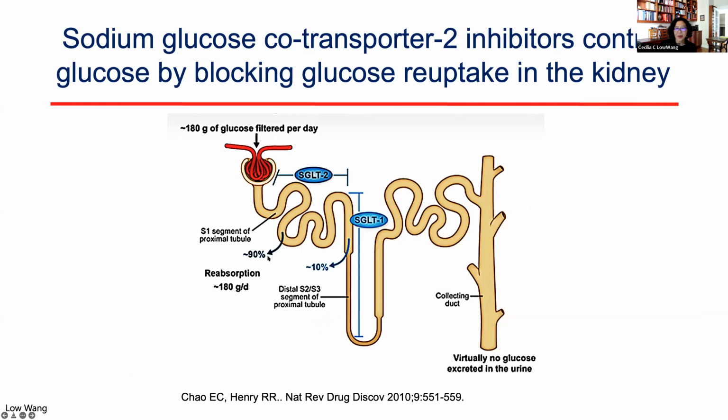The SGLT2s work at the level of the kidney, and they decrease glucose reabsorption by the kidney. And so people often lose about 400 or so calories through glucosuria when they are on SGLT2 inhibitors.